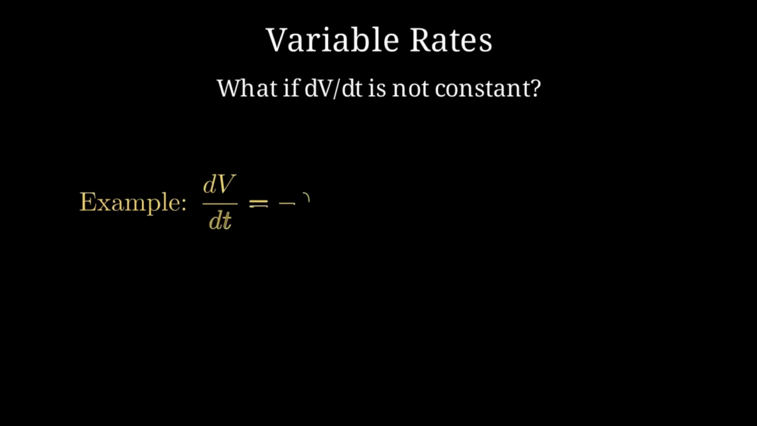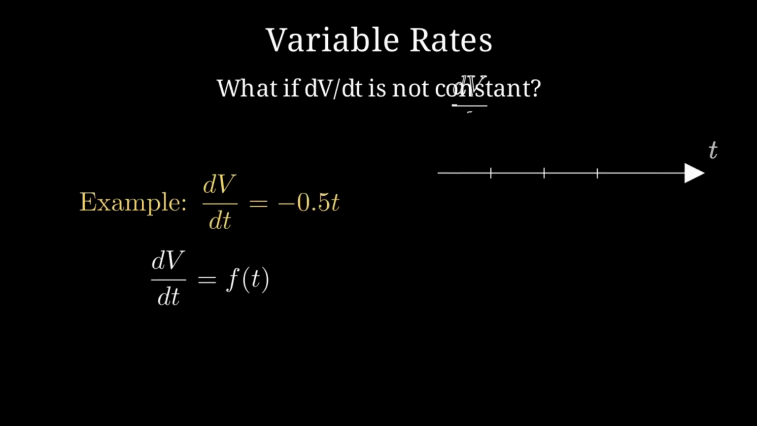In more advanced problems, the rate of drainage itself might change over time, perhaps due to decreasing water pressure. In these cases, dV over dt is a function of t rather than a constant. You would simply substitute the specific value of dV over dt for the time t you are interested in.